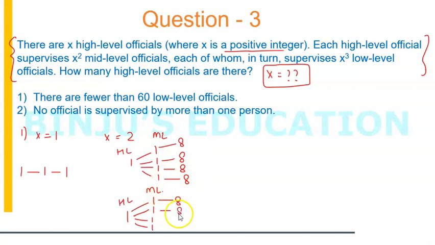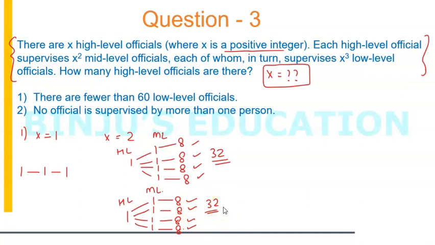8, 8, 8, 8. Now let's add: do we have 60, or do we need to move further? There are fewer than 60 low level officials. So 8, 8, 8, 8 will give you 32, and this is again 8, 8, 8, 8, which will again give us 32, so basically 64.